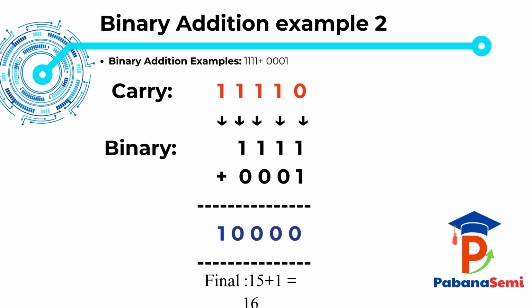Now, convert it back to decimal. 10000 equals 16. So, 15 plus 1 equals 16. Or in binary, 1111 plus 0001 equals 10000.